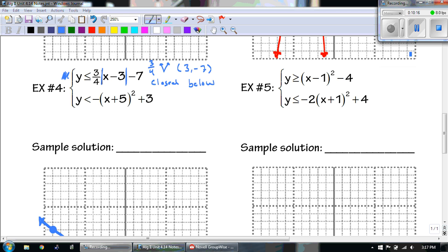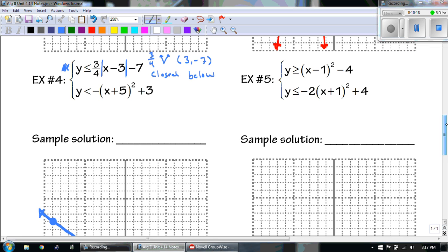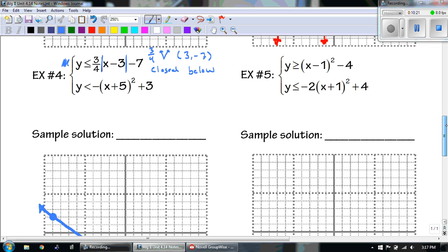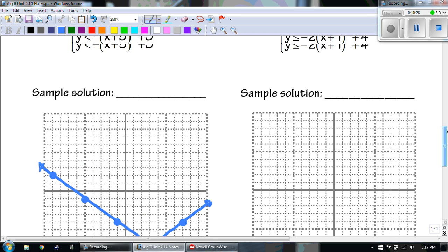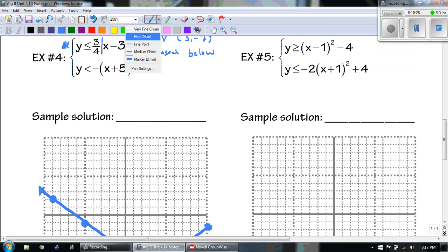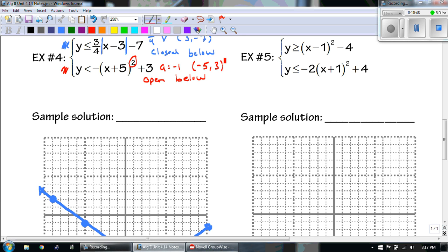Okay, so we have 3 over 4, which means we're going up. Our vertex is 3, -7, and closed and below. All right, so looking at our next one, it's a quadratic. A is -1. Vertex is 5, 3. And then looking at the symbol, we are open and it's less than, so we are below.